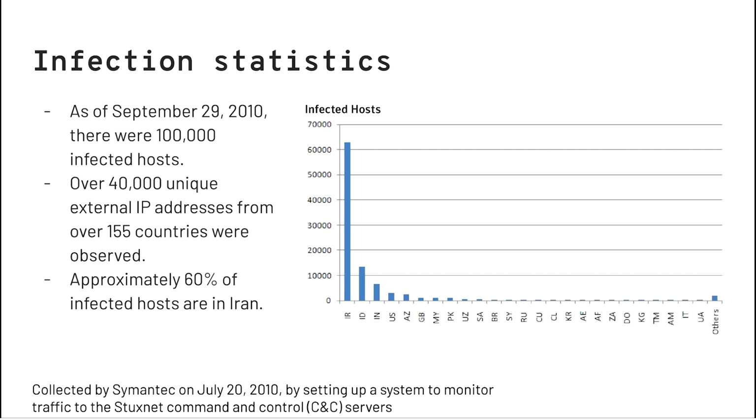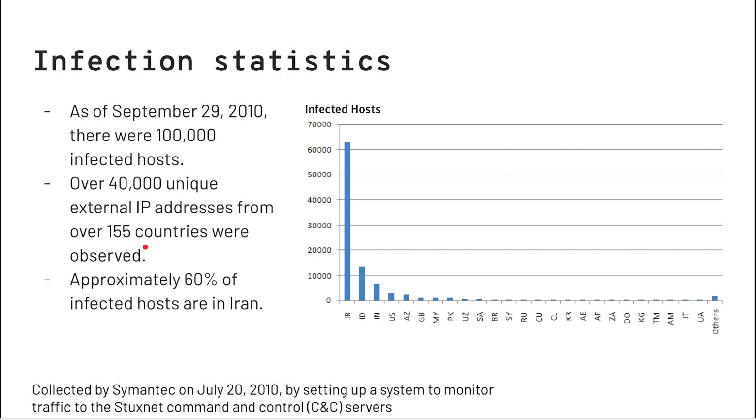In terms of infection statistics, as of September 29, 2010, about 100,000 infected hosts were identified by Symantec. Symantec actually set up a system to monitor traffic to Stuxnet command and control servers, because when they reverse engineered Stuxnet, they saw the URLs that Stuxnet was talking to and tried to see what traffic is going to those IPs. So they identified more than 40,000 unique IP addresses for over 155 countries.